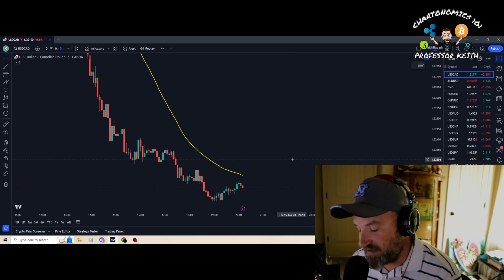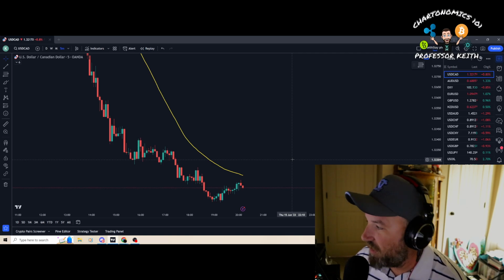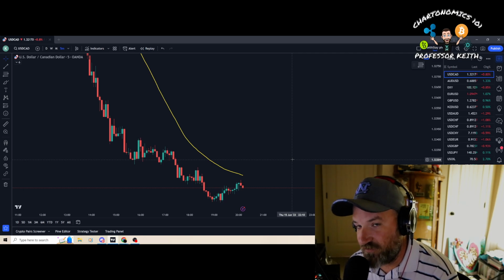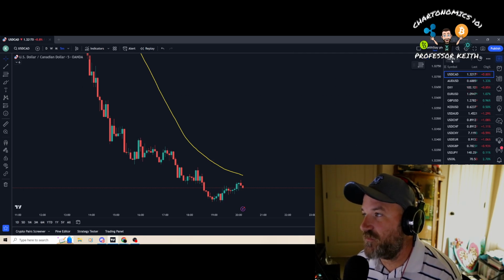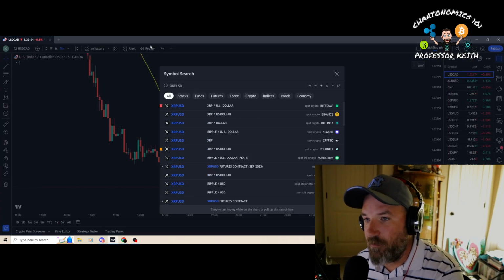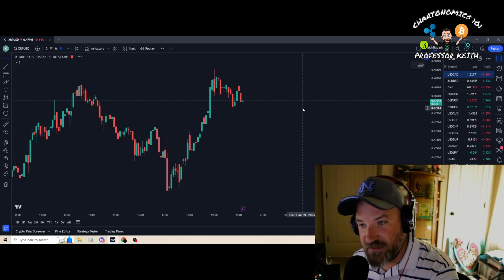All right. It's neat how the 50 moving average works. We've already talked about the 8 and the 21 EMA. This is just a 50-day moving average. Let me jump over to XRP, and we'll start our next example of more than just the 50.